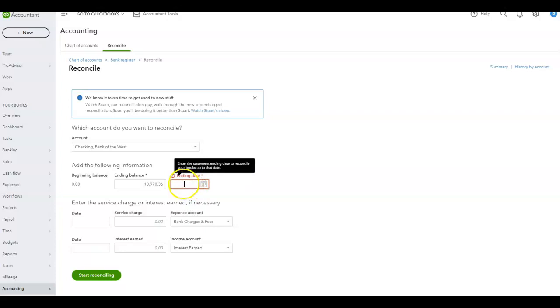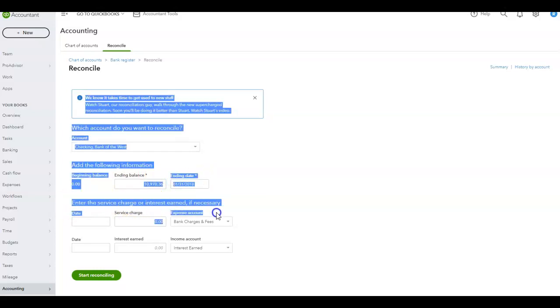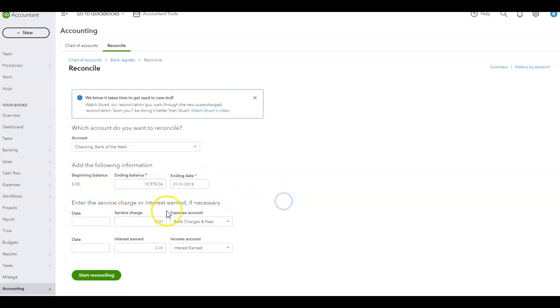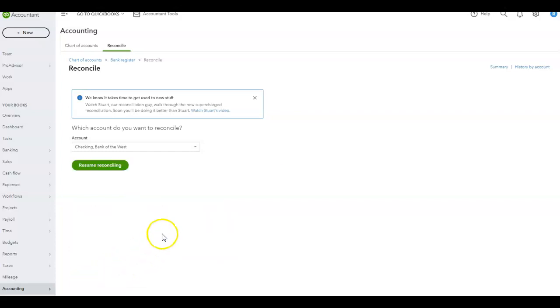Oops, I guess it would help if my numlock was on. So I've got my beginning balance and my ending balance and my ending date. Please do not enter anything down here in the service charge or interest earned. You will enter those in journal entries. And then click Start Reconciling.